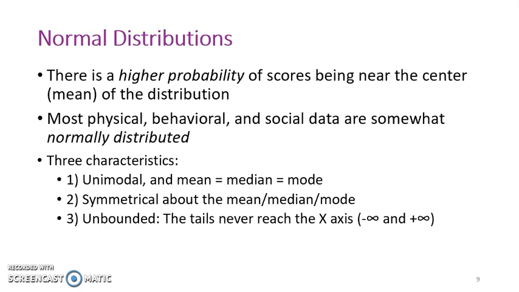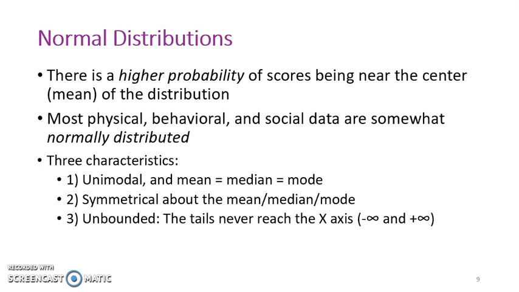A second characteristic of the normal distribution is that the curve is symmetrical with respect to the mean, median, and mode. This means the right half is the same as the left half. If you folded the distribution at the mean, the sides would be mirror images.